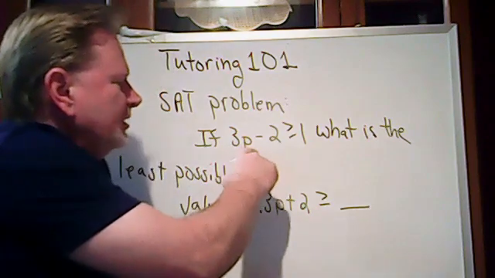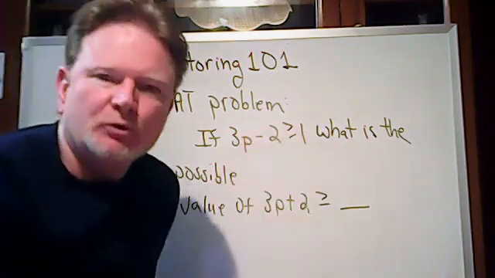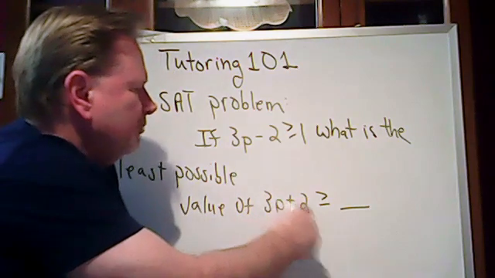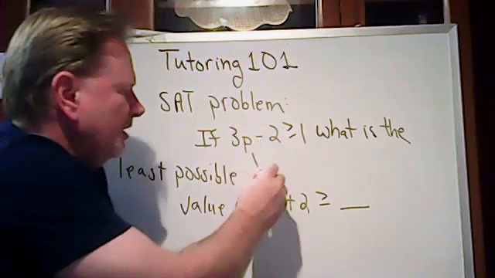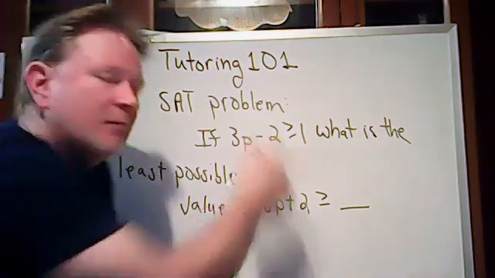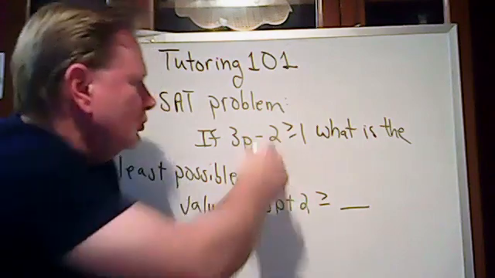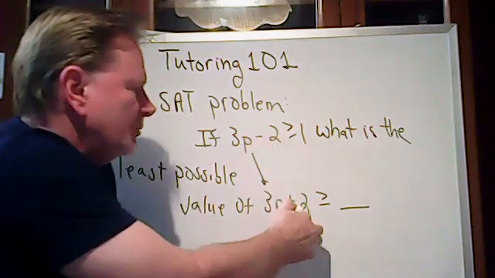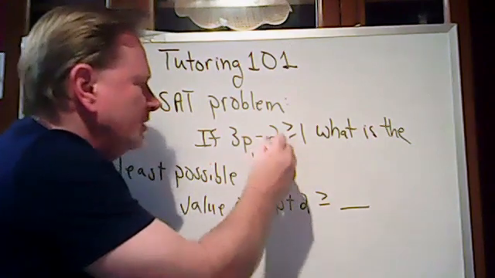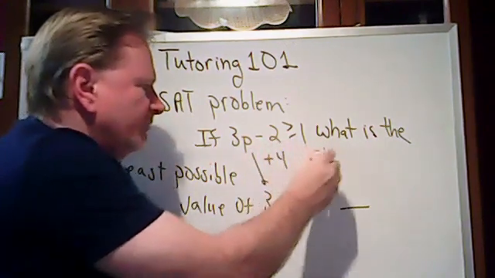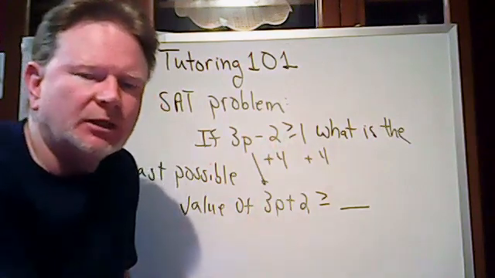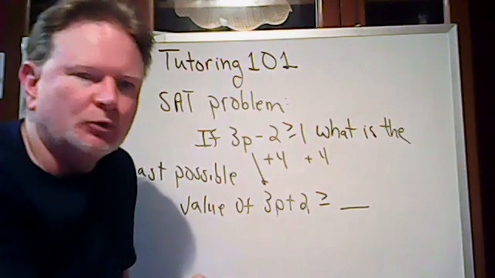If we know that 3 times p minus 2 is always greater than or equal to 1, what do we know about 3p plus 2? Notice that the 3p's are exactly the same. So all we have to do is figure out a way to go from a minus 2 to a plus 2. What can I do to a minus 2 to get it to a positive 2? What can I add? 4. Add 4 to this side, and of course add 4 to the right side. So as long as we add 4 to both sides of the inequality, everything is going to remain true.